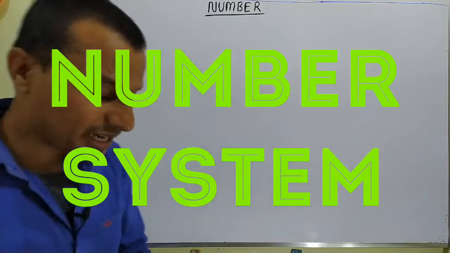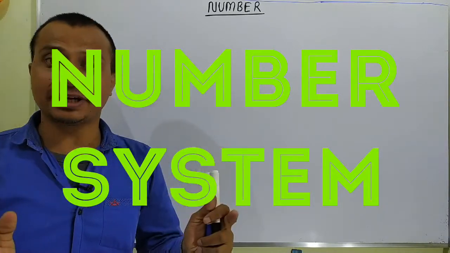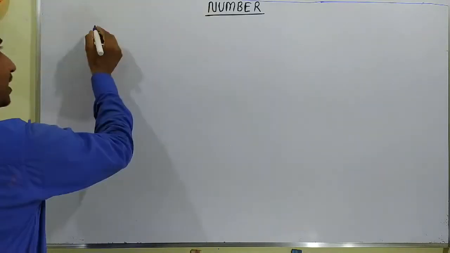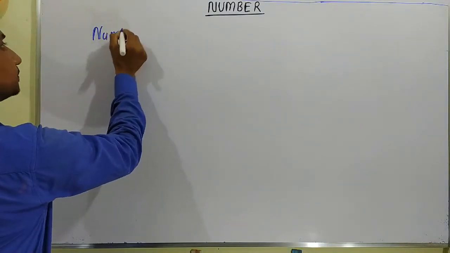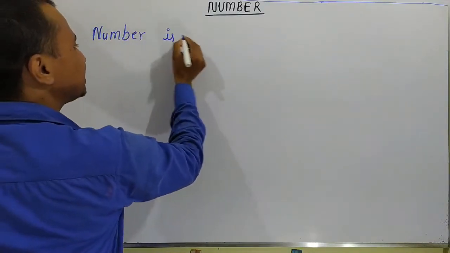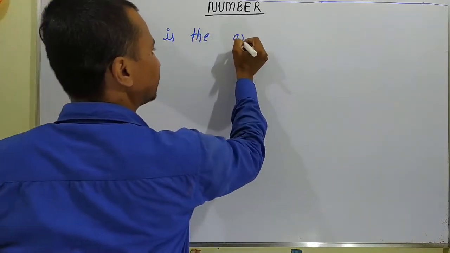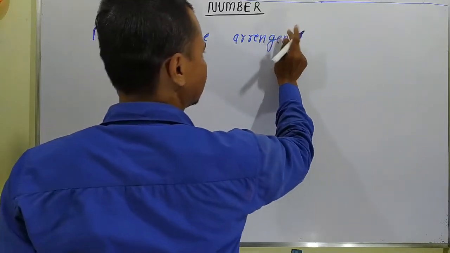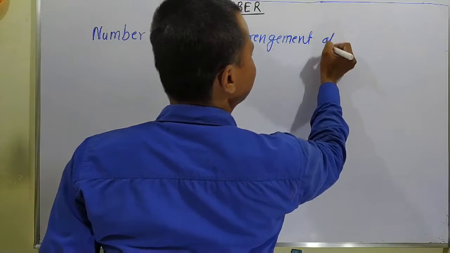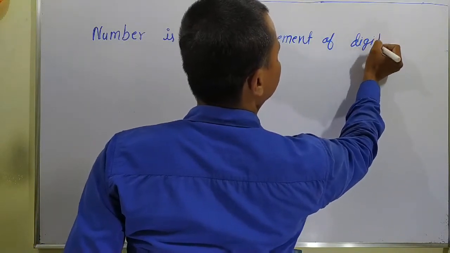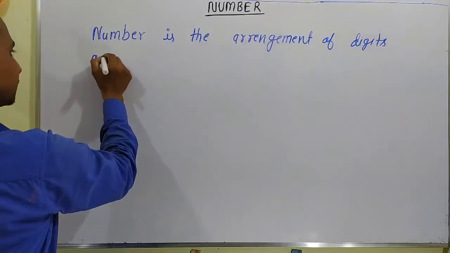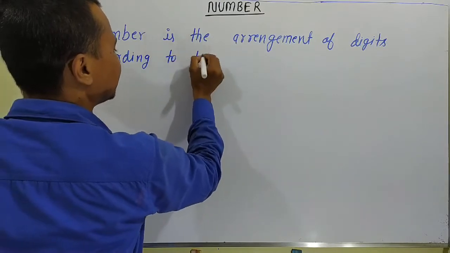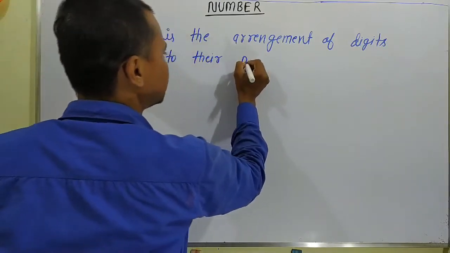What is number? Number is the arrangement of digits according to their place value.